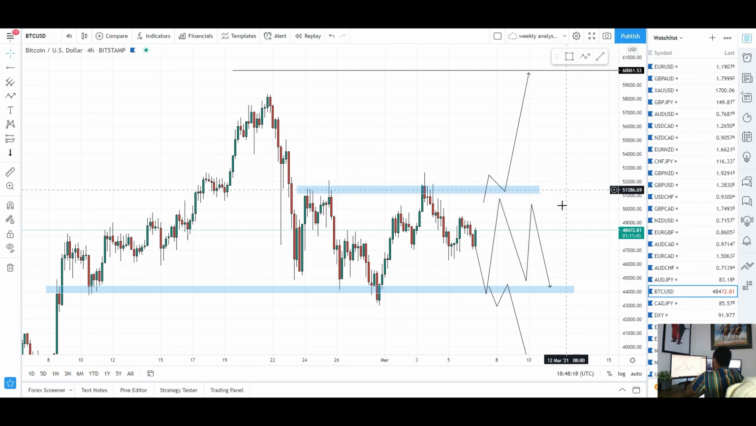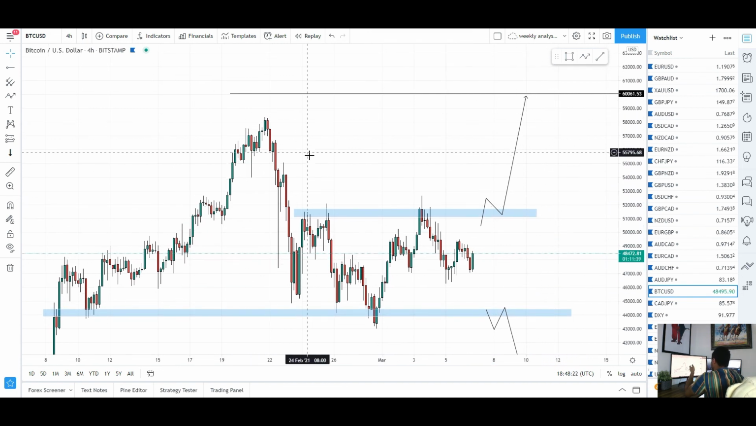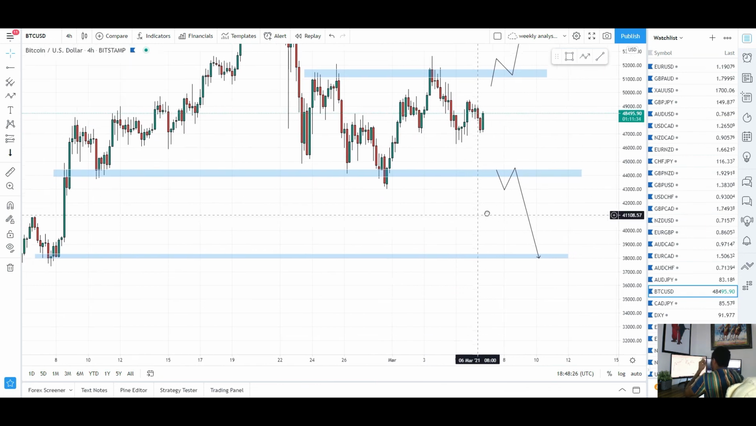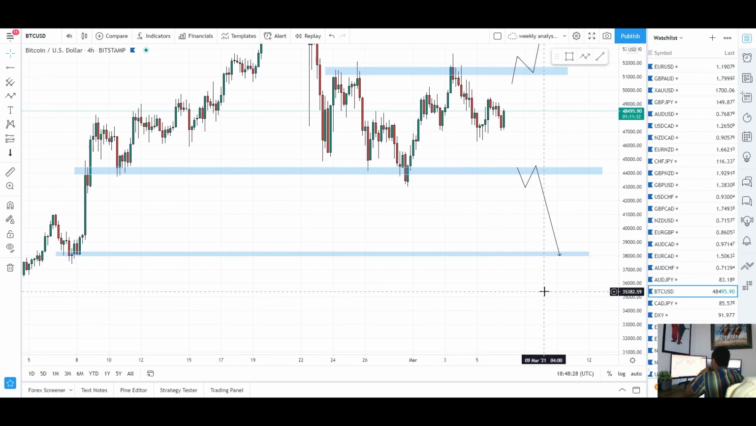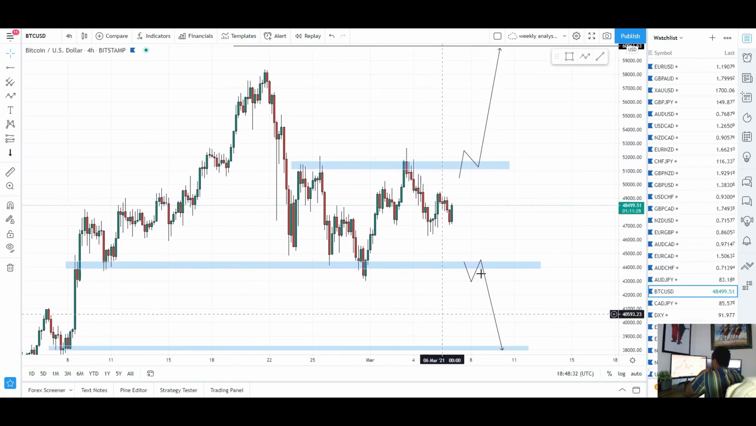So if we do see a break to the upside, do expect to see 60,000 reached or back to highs at least. However, if we don't break to the upside, we actually break to the downside, Bitcoin could actually come all the way back to around 38,000, potentially even further for next week.